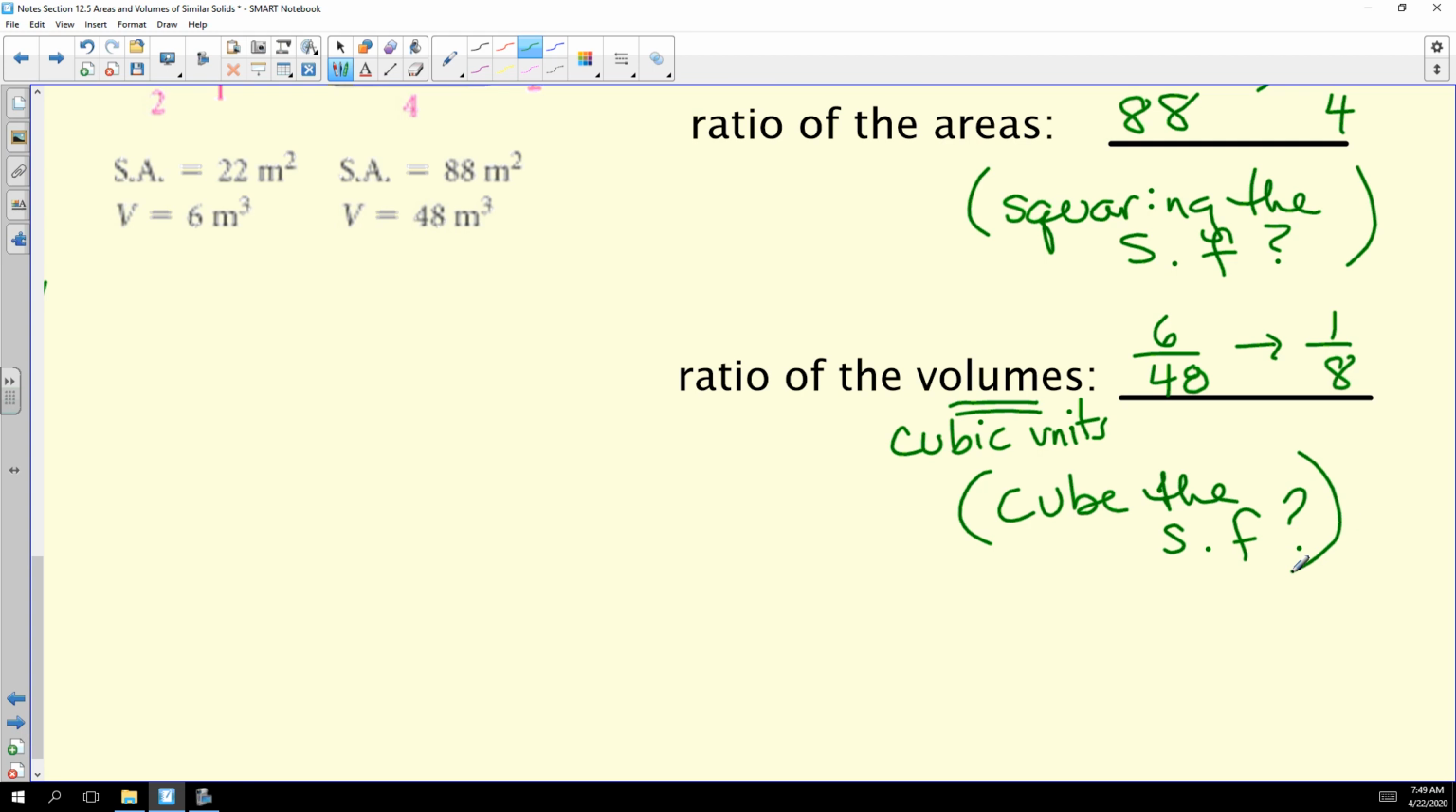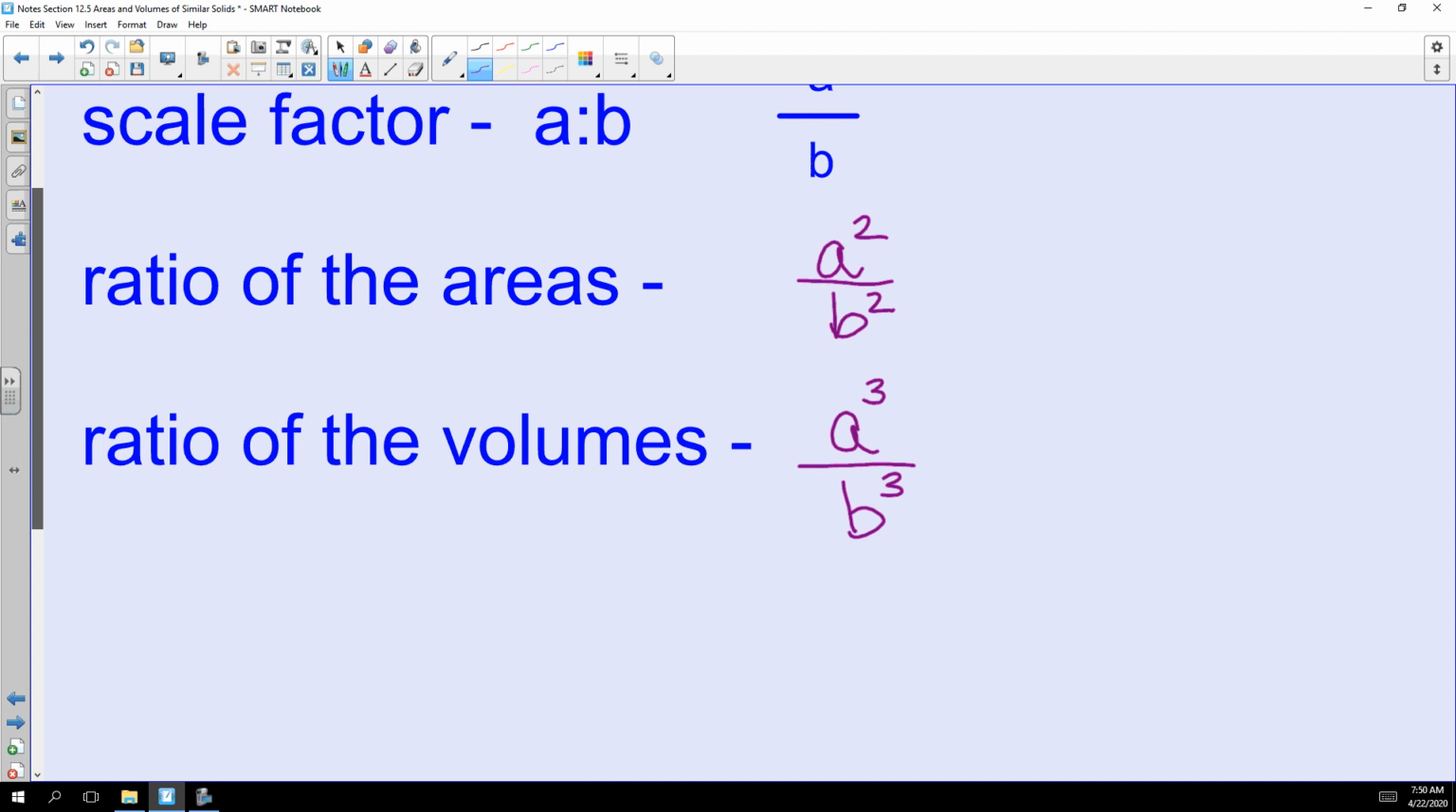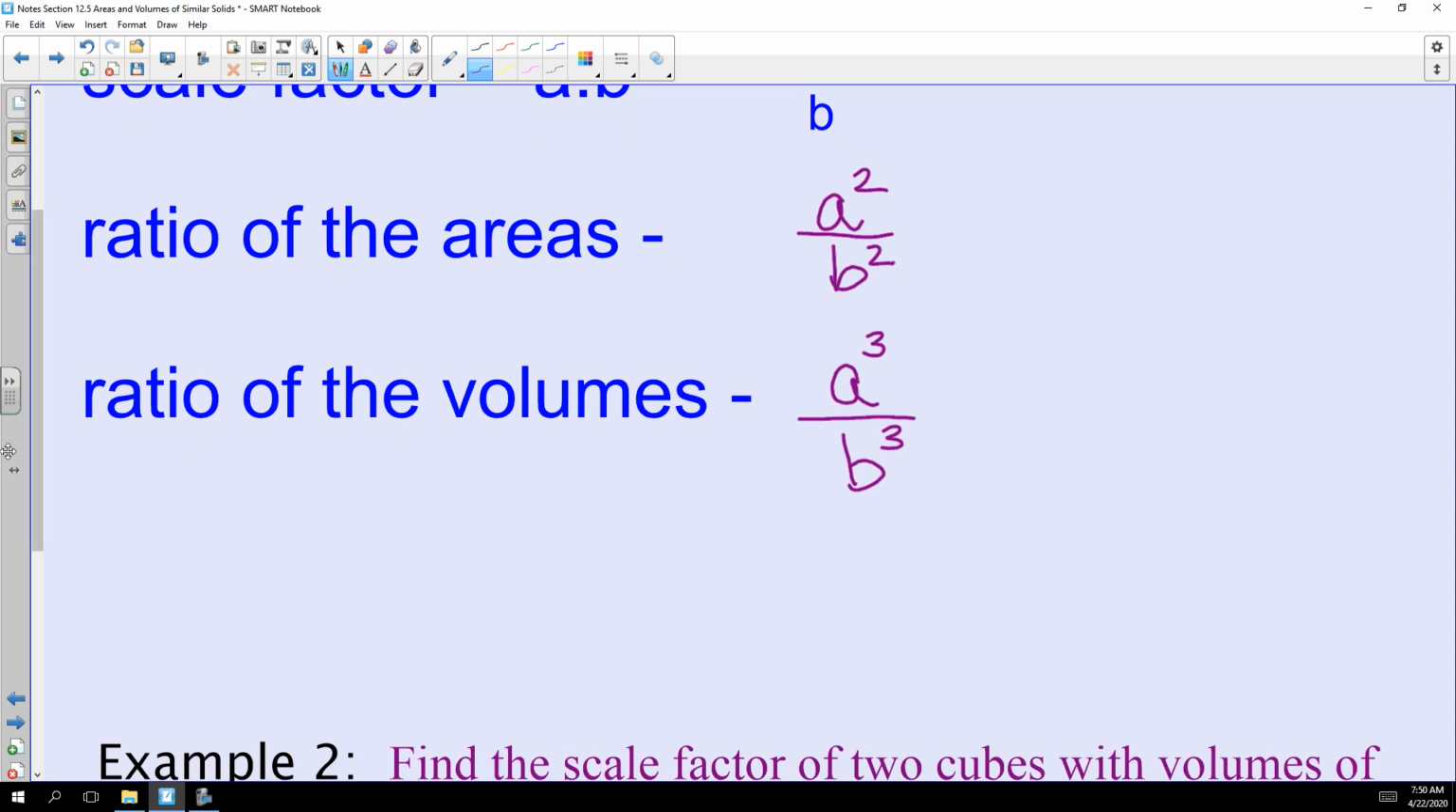Okay, so let's talk about that a little bit. To find the ratio of the areas, if the scale factor is A over B, then the ratio of the areas is going to be A squared over B squared. And the ratio of the volumes, because volume is measured in cubic units, is going to be A cubed over B cubed.